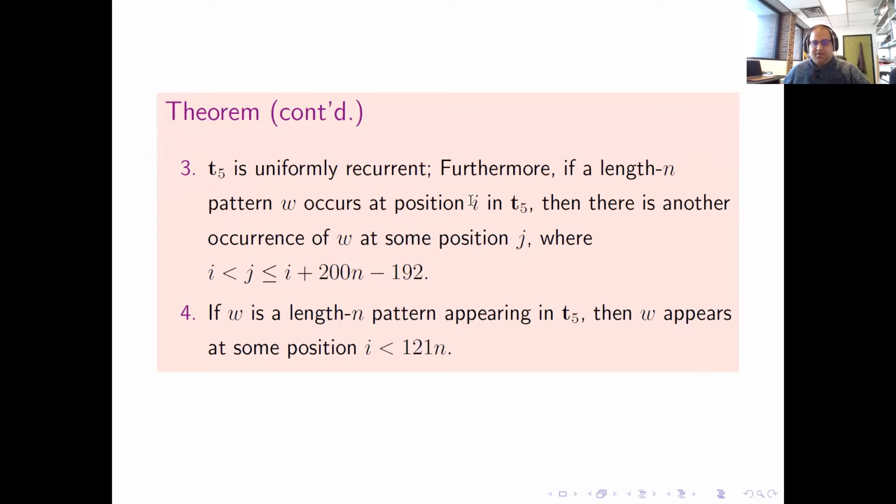We can prove a similar uniform recurrence property. Again, if a length n pattern of residues occurs at some position i, it's guaranteed to reappear within the next 200n terms. Property 4 is a first occurrence property. I can bound when the first occurrence of a length n pattern of residues is. If some length n pattern of residues occurs, it must occur within the initial 121n terms. Again, I just write an expression describing this in Walnut, and Walnut will evaluate true.